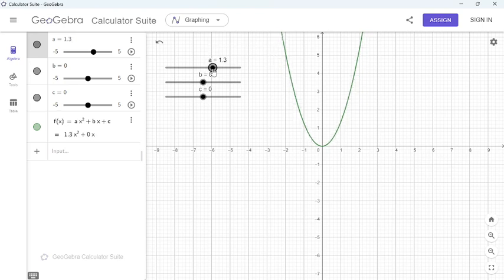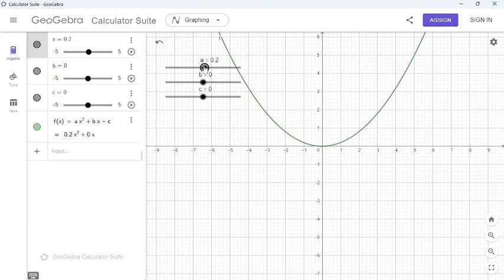Now, can you see when the value of a is increasing? Look at when the value of a is 2. Then the graph becomes less wide. And that's what we have in the shape of a. Now let's go back to 0.